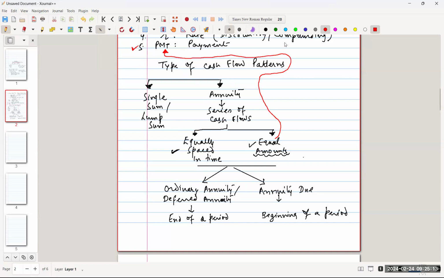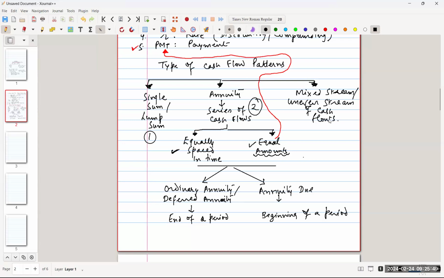Then the third type of cash flow, we have listed two types. This was number one, single sum or lump sum. This is number two, an annuity. And then we have number three, which we will call a mixed stream of cash flows, or some people also call it an uneven stream of cash flows.